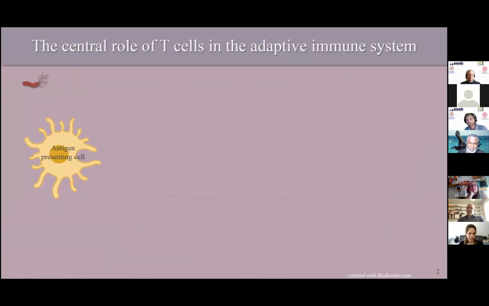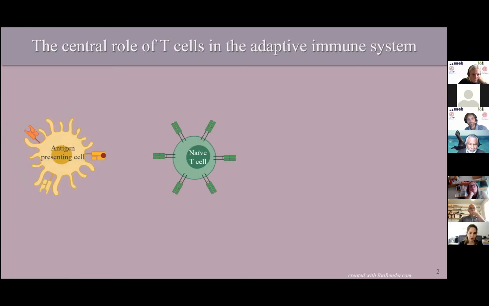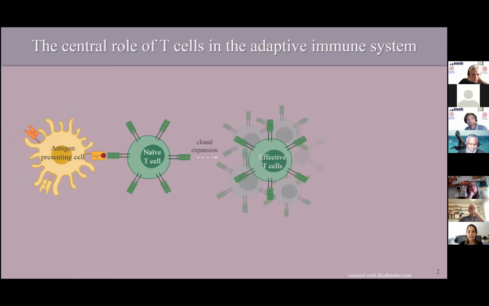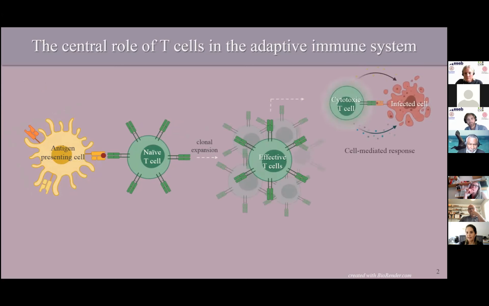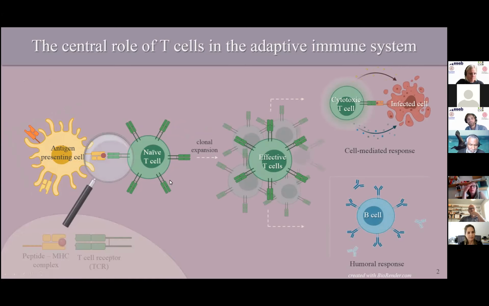Our story begins when a pathogen encounters an antigen-presenting cell, and then it starts, as the name suggests, presenting pathogen-derived peptides on its surface. Then a naive T cell comes along and interacts with this complex. It undergoes clonal expansion, and depending on the nature of the T cell, it will either elicit cell-mediated immune responses or humoral immune responses. What I would like to focus on today is this interaction right here, which is between the peptide MHC complex and the T cell receptor.